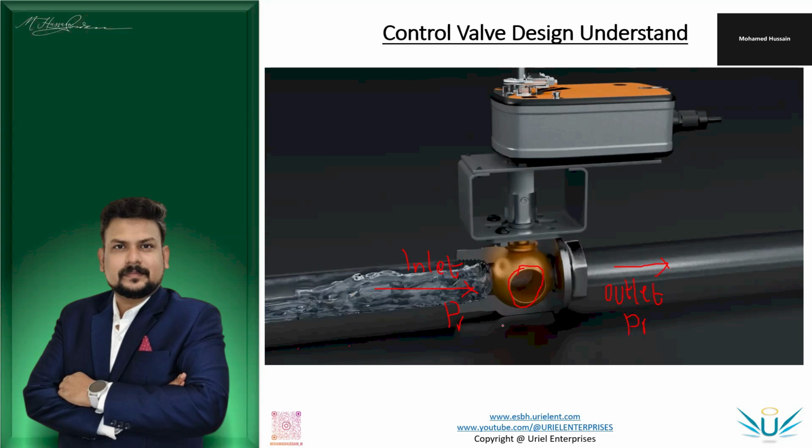So the difference between inlet and outlet, that is considered as P1 and P2. The difference between P1 and P2 is known as the delta pressure. It is known as the pressure drop at the valve. So let me show this animation.